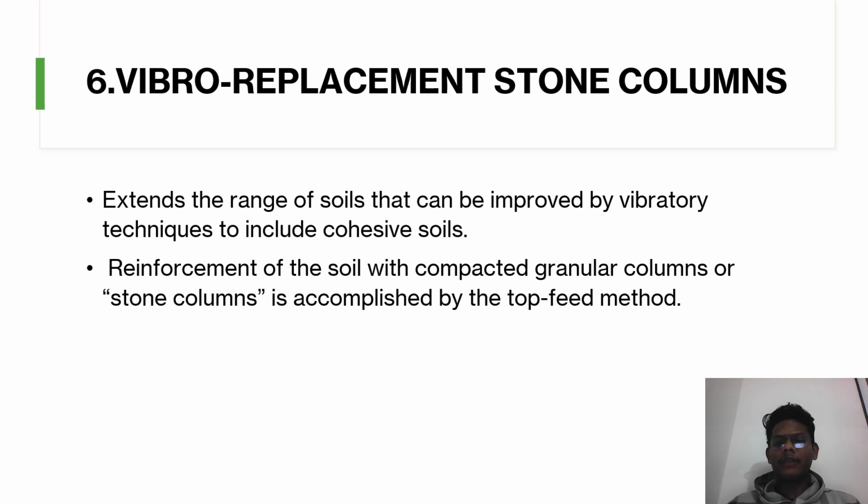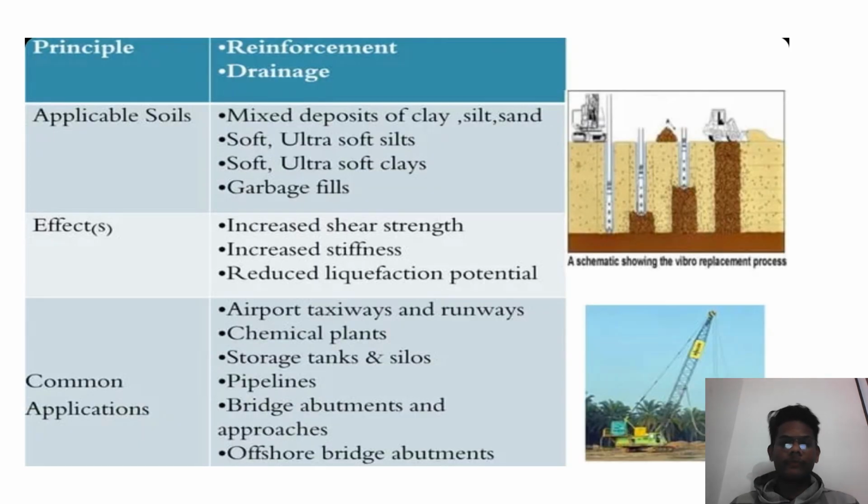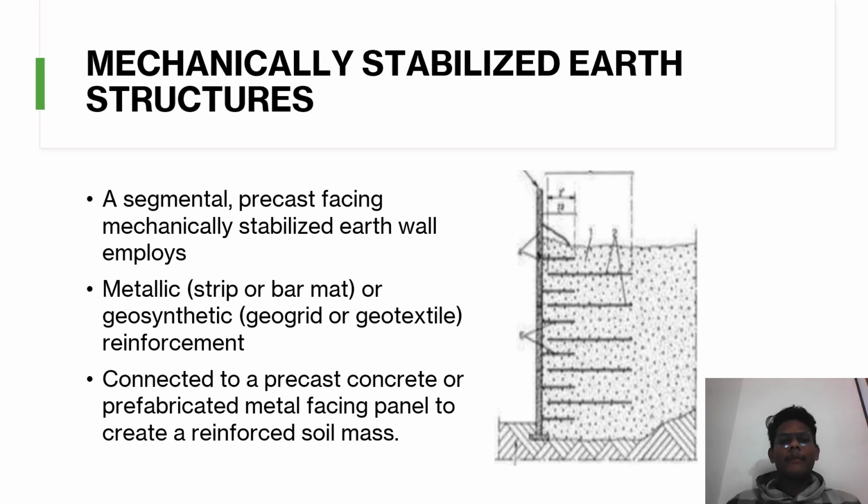Reinforcement of soil with compacted granular columns, or stone columns, is accomplished by the top feed method. Mechanically stabilized earth structure: a segmental precast facing mechanically stabilized earth wall employs metallic or geosynthetic reinforcement connected to precast concrete or prefabricated metal facing panels to create a reinforced soil mass.